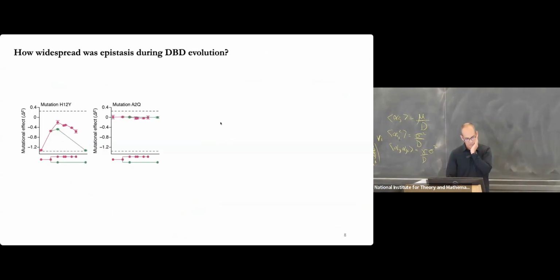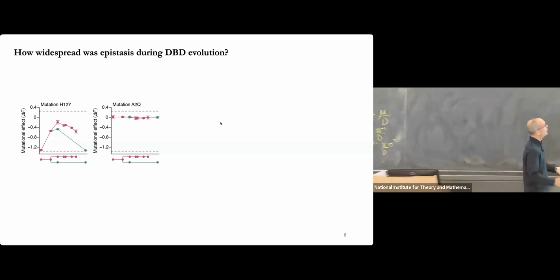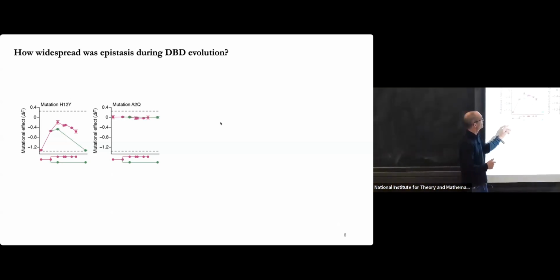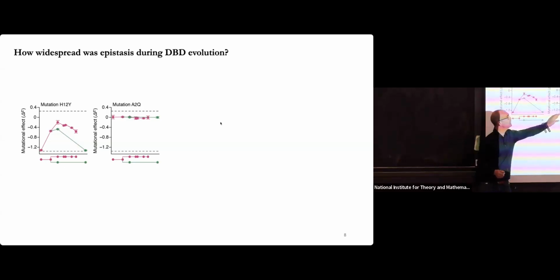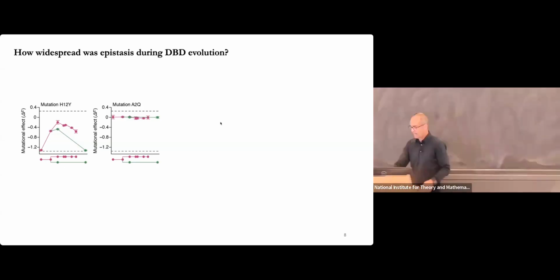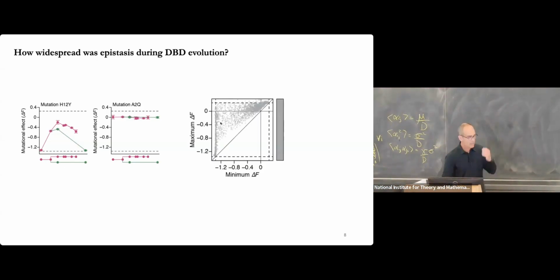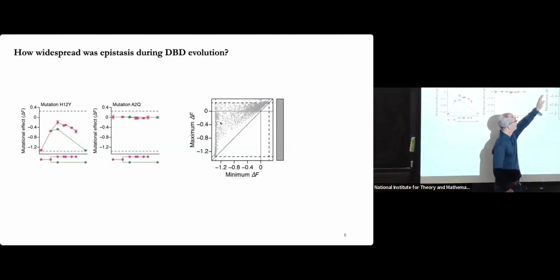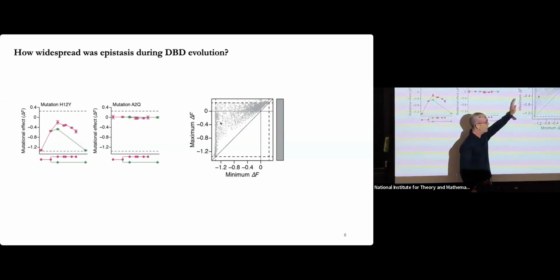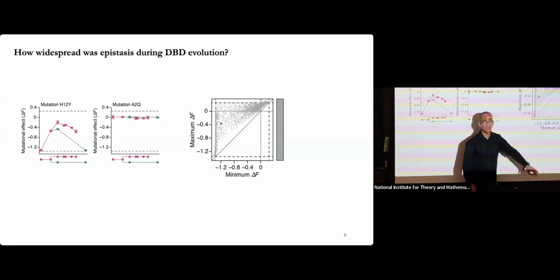So the first question I want to talk to you about is how widespread was epistatic change across the course of DBD evolution? And there is a wide variety of extensive epistatic change among the different mutations. So here's one that changes a lot. Here's one that changes very little. So we want a way of summarizing this. The first one I'm going to show you is the relationship between the maximum effect of the mutation on any background along the phylogeny and the minimum.